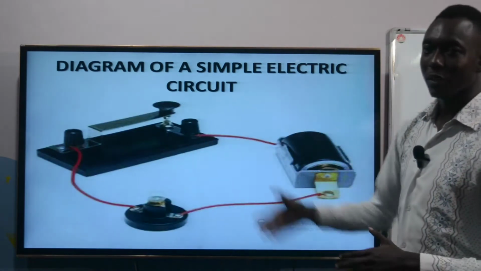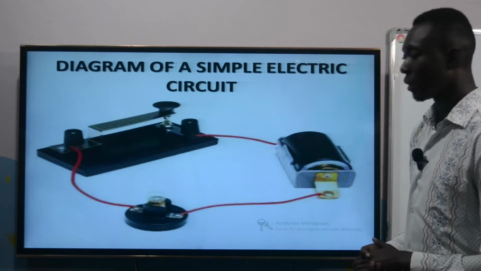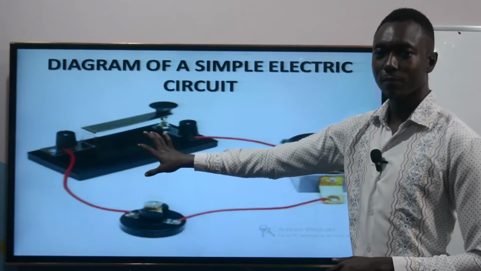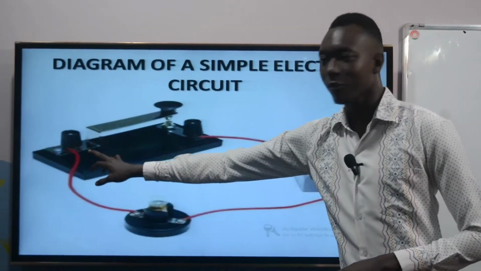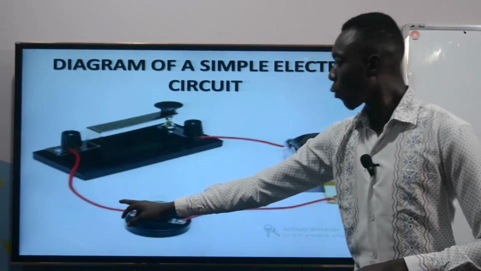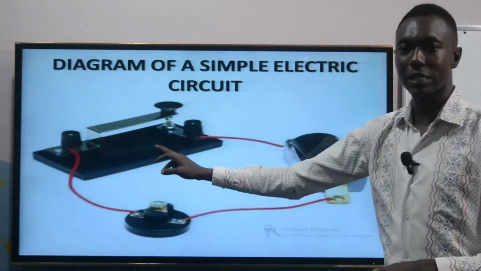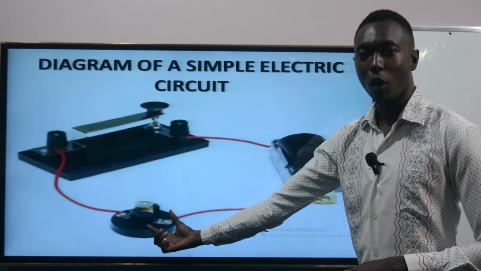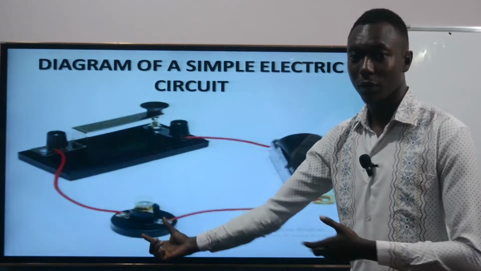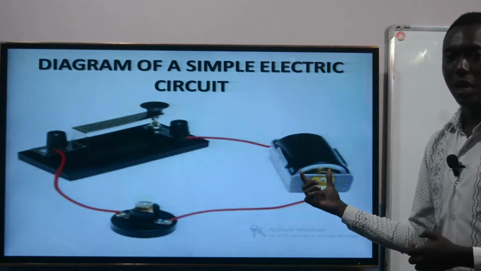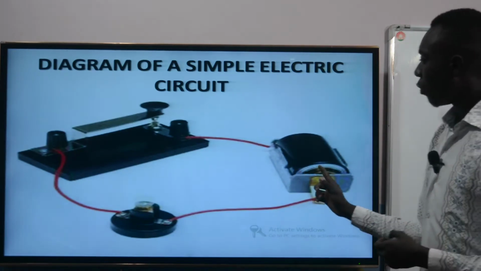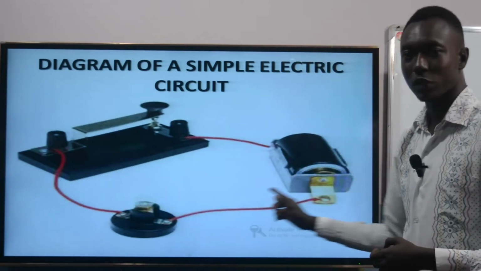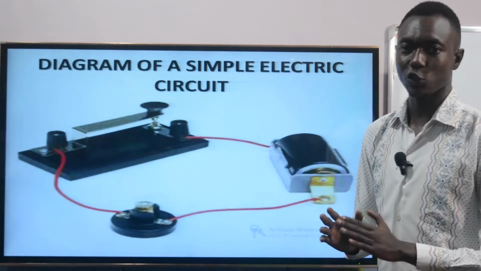Now, this is a simple diagram of an electric circuit. In here, we have the switch. We also have some wires connecting the various components of the electric circuit. This is our bulb, also referred to as the lamp. And this is our battery. Now, the path here through which an electric current flows is what we term as an electric circuit.